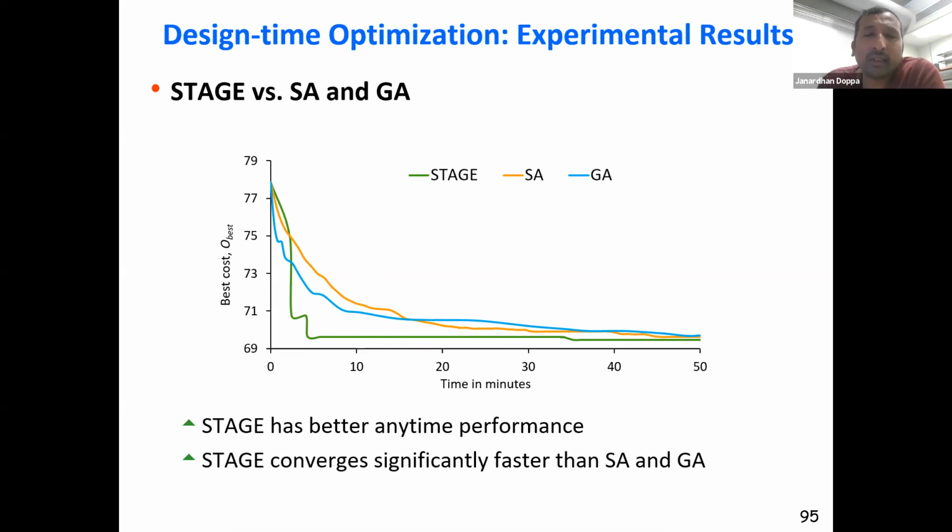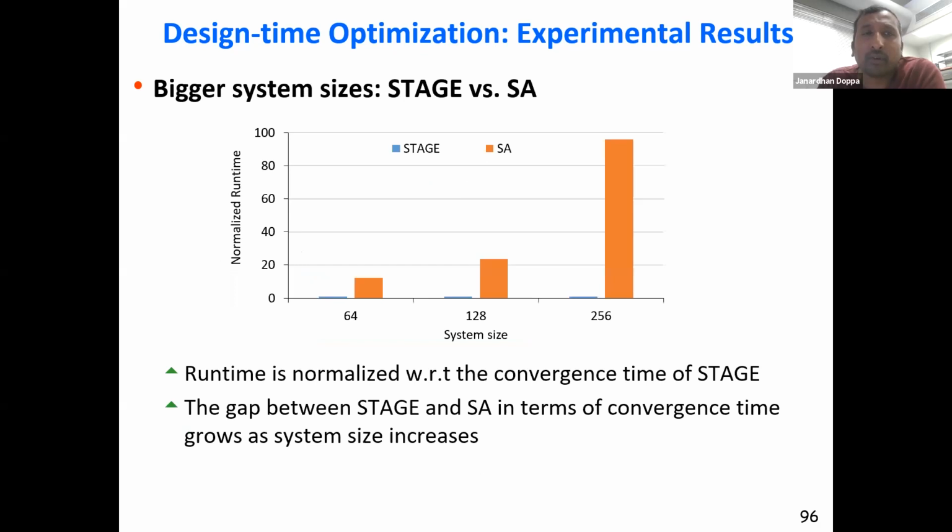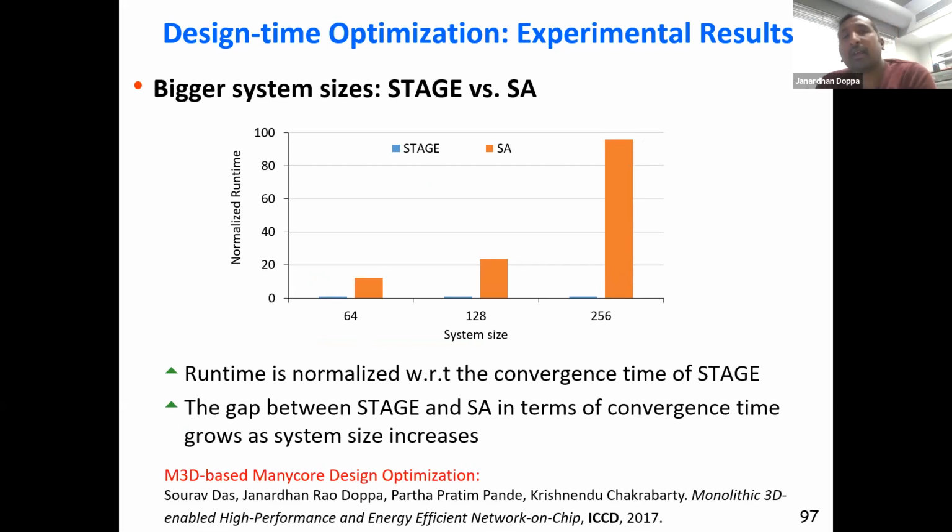Now, this difference might not look as big, but when you go to bigger system sizes, for example, 64 cores versus 128 and 256, the speedup factor is huge when you apply this STAGE algorithm. And it is also very beneficial when you look at design space size increase due to integration technology like monolithic 3D, because of the design of both cores and routers spanning multiple tiers.